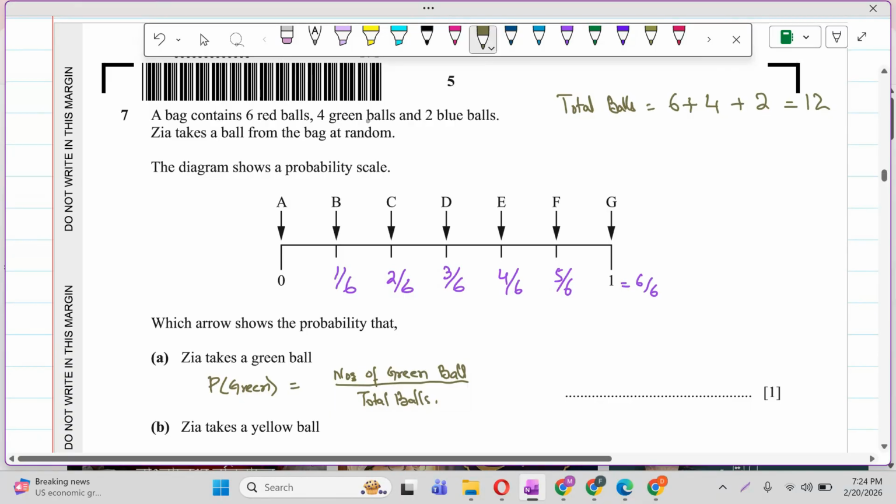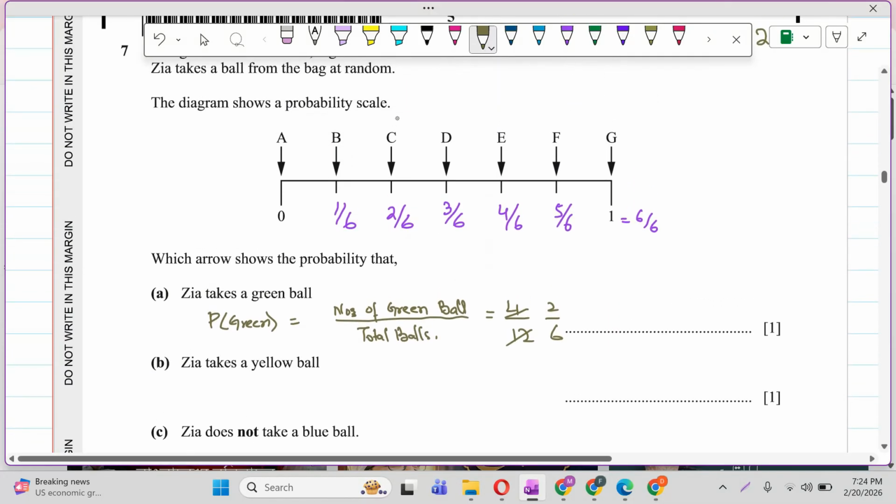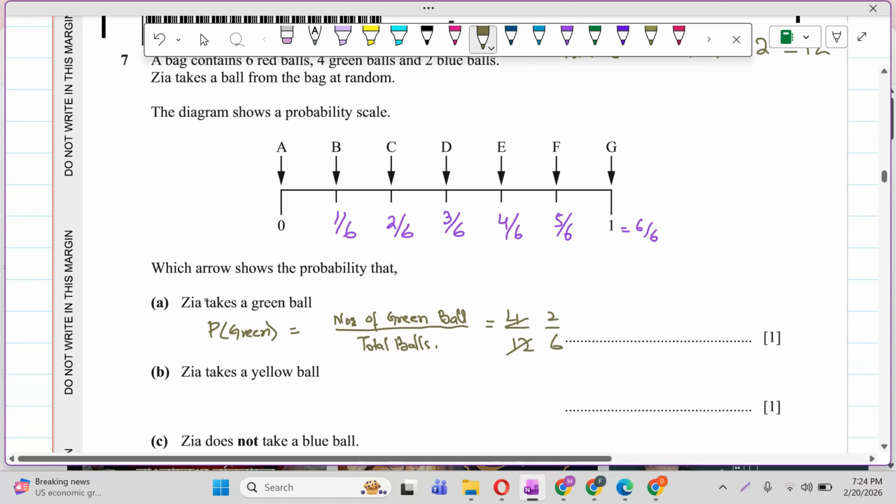And we have 4 green balls. So this is equal to 4 over 12. And further solving, we will have 2 over 6. So 2 over 6 is represented by C on the probability scale. So the probability of a green ball is 2 over 6, which is C.